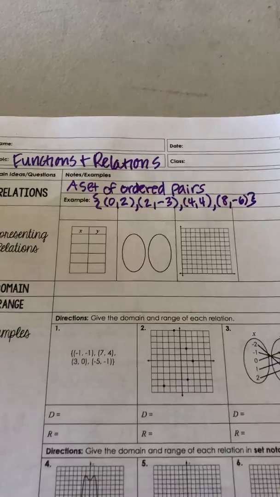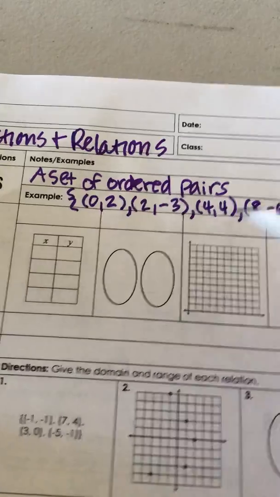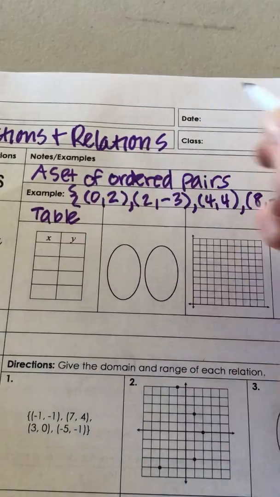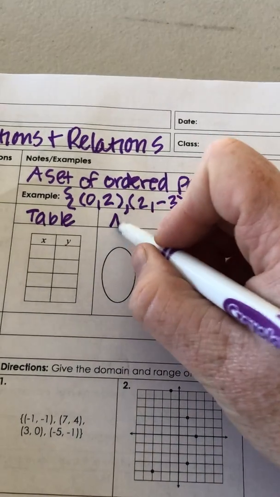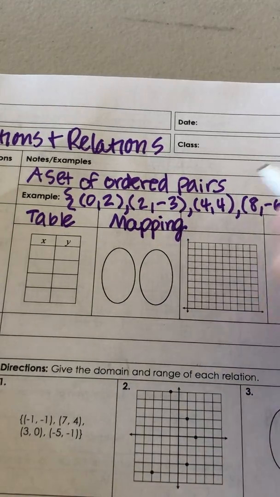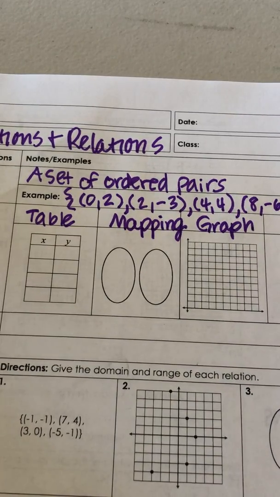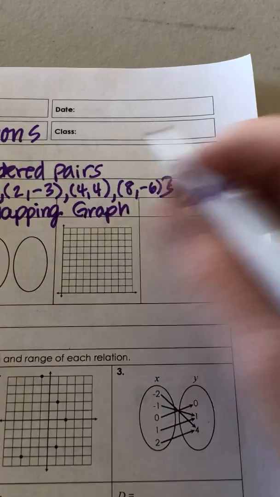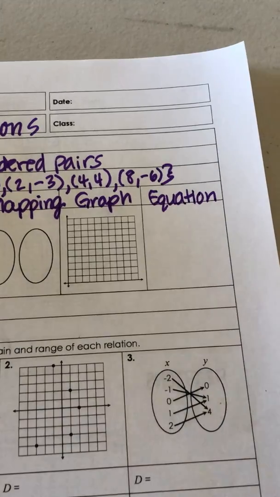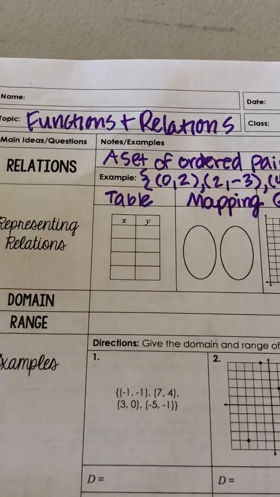There are quite a few different ways to represent relations. The first one, and we're going to use the ordered pairs I gave you to represent all of these, is a table, and we'll fill that out. The next thing is a mapping X to Y. Then you obviously have a graph. And this one doesn't really have an equation, but I'll still give you an example anyway. Equation. Those are all different ways to represent a relation.